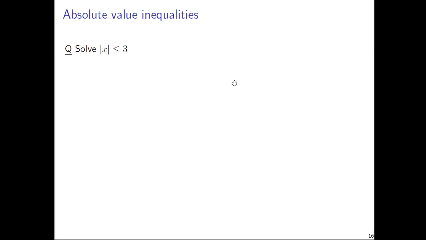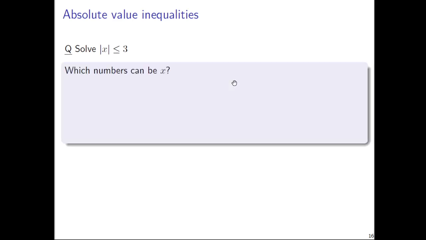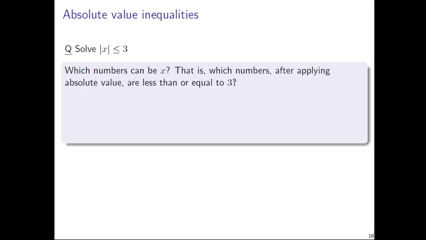Now, a lot of people have tried to memorize methods in the past that people eventually forget. I'd like to try something that's much more down to earth and just really answer what an inequality should always answer, which is just what numbers can be x. So let's just try plugging in values of x to see what works. So the question we're asking is which numbers, after applying absolute value, are less than or equal to 3.